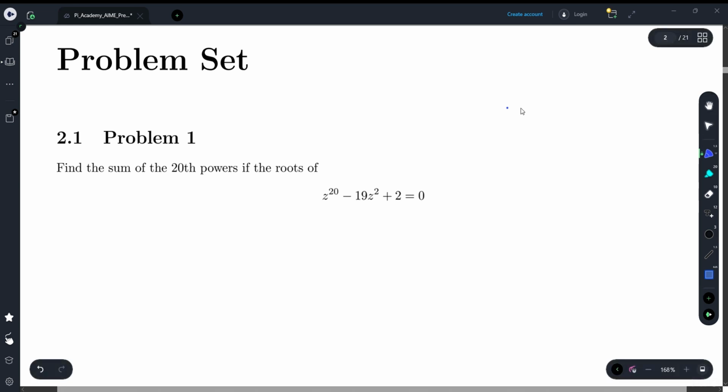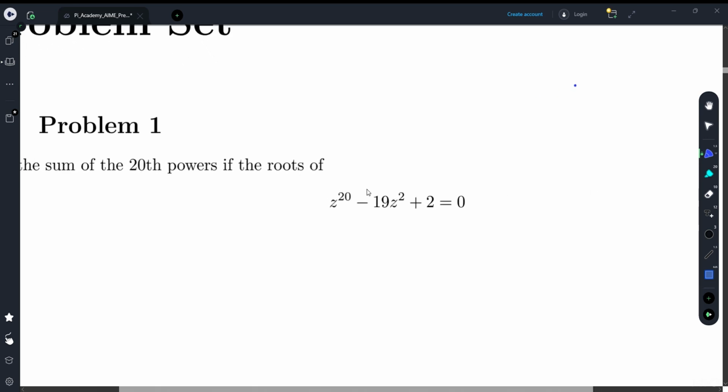So find the sum of the 20th powers of the roots of z to the 20 minus 19z squared plus 2 is equal to 0. So let's say the roots are r1, r2, to r20. Well then, r1 to the 20th minus 19r1 squared plus 2 is equal to 0.